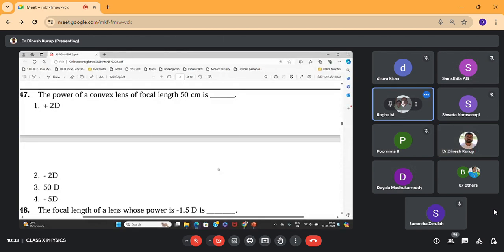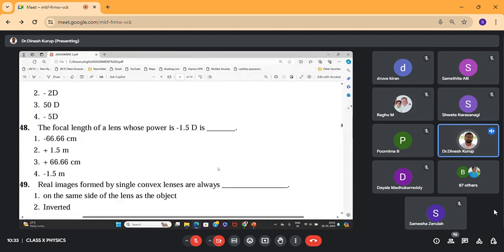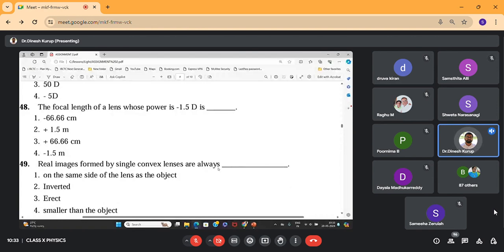What is the answer to question number 47? Plus 2D, sir. Plus 2D. Okay.